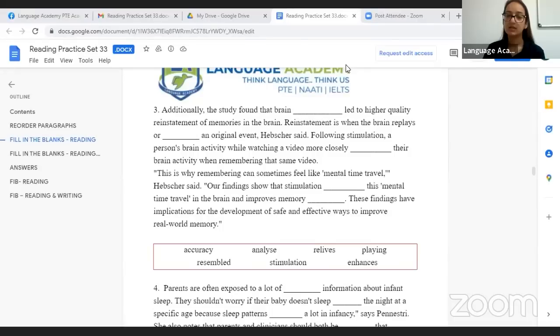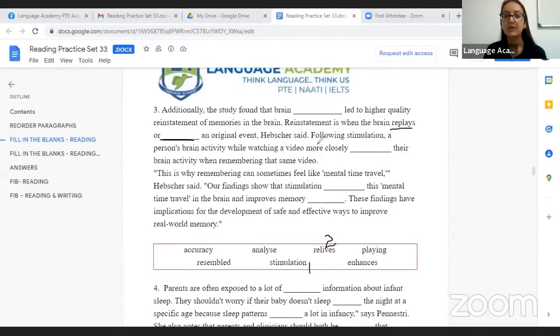Okay, let's discuss. Additionally, the study found that brain dash led to higher quality reinstatement of memories in the brain. This is a concept. Brain stimulation is a topic in itself. Reinstatement is when the brain replays or dash an original event. So first form of verb with S, we'll also put first form of verb with S. Replays or dash an event. So replays or relives an event, means just re-go through the event.